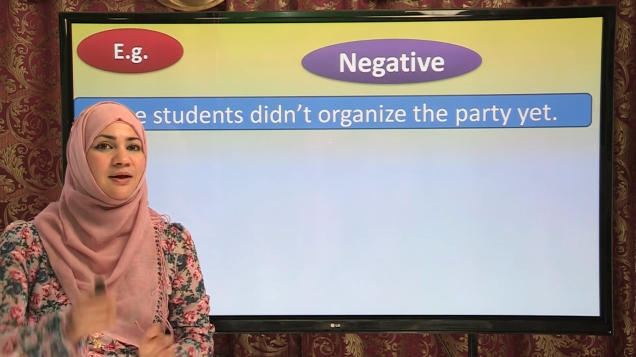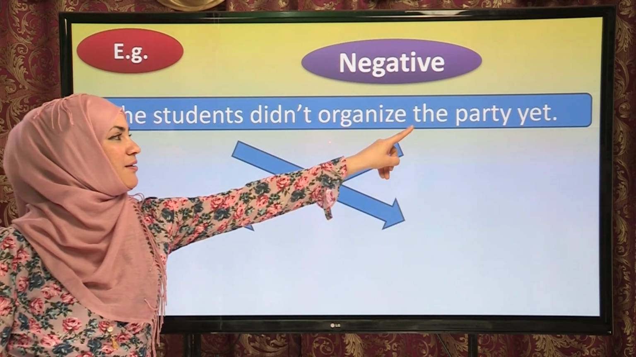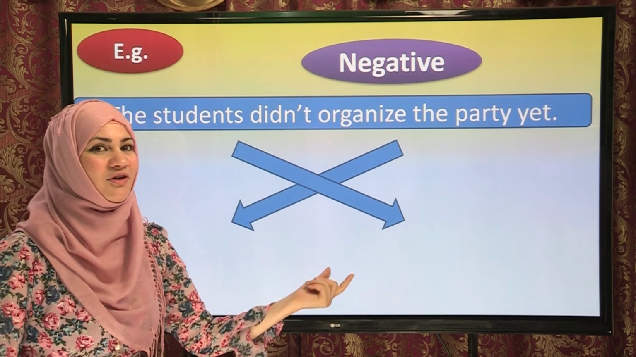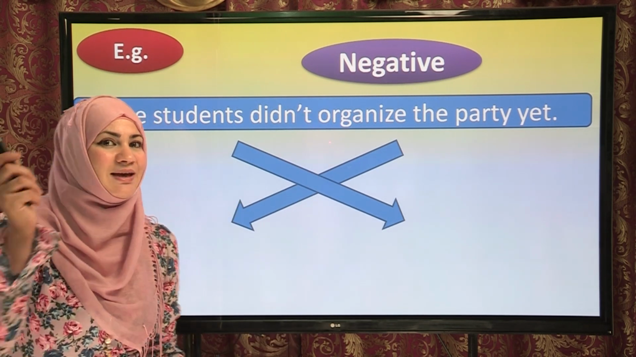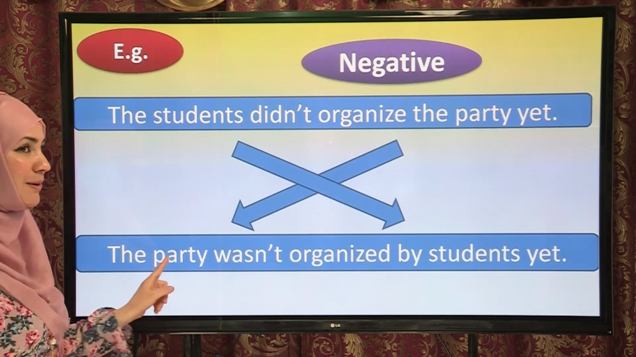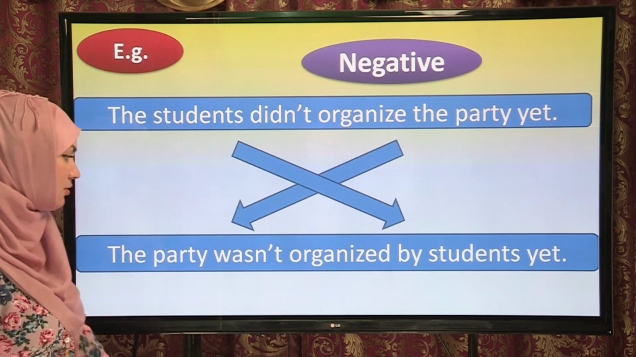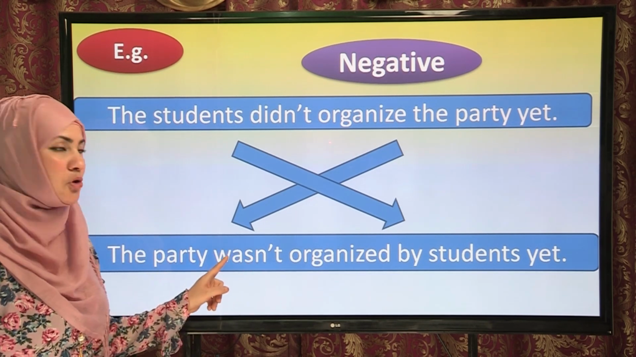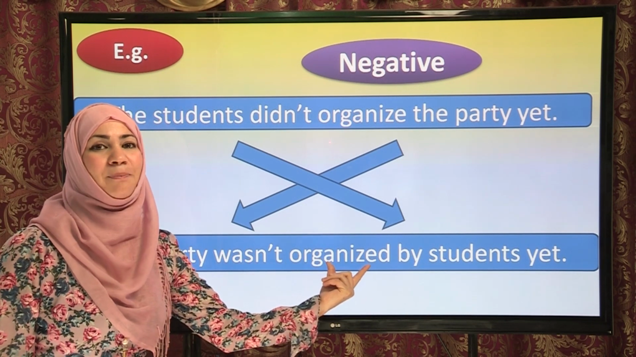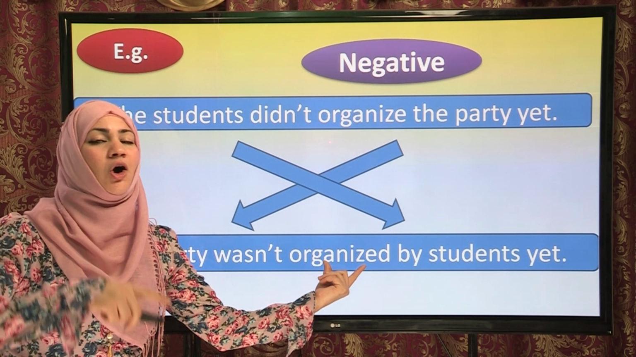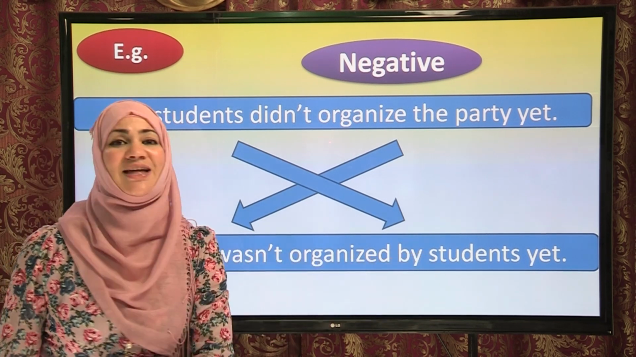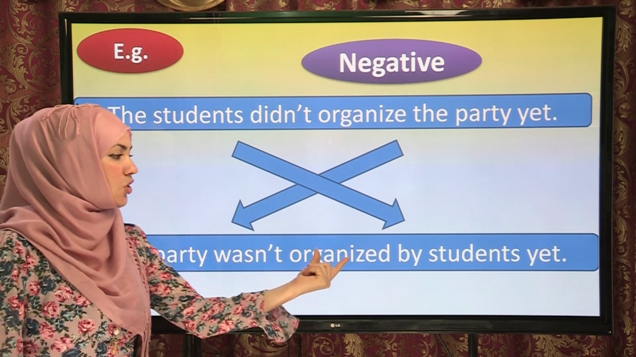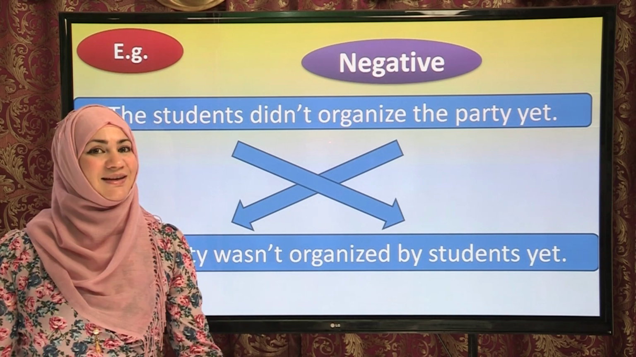So the form will be, okay, the object becomes the subject and the subject becomes the object. The sentence will be like that. The party, singular, wasn't, was not. The party wasn't organized, the past participle of the verb organize, by students yet. The party wasn't organized by students yet.